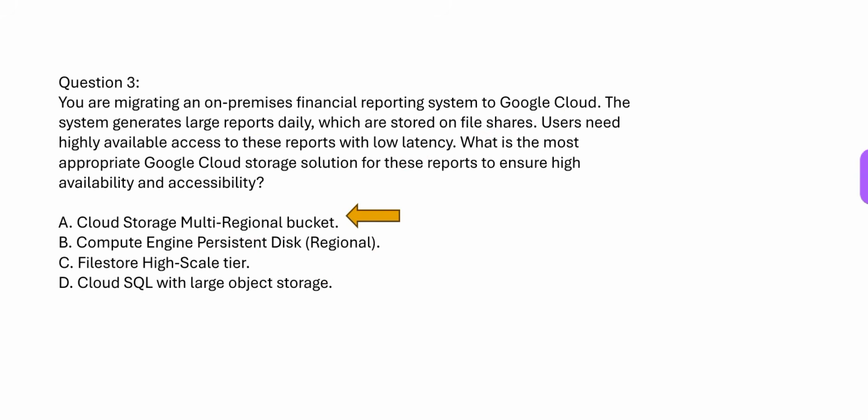Our final answer is option A. This is perfect because option A says we have to use a Cloud Storage multi-region bucket. It protects you against regional outages because it is multi-region, and this is how you would be addressing the question, because the question is saying I want high availability.